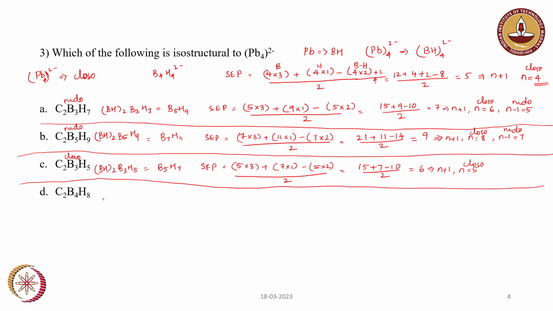here BH twice, B4 H8, that is B6 H10. So SCP equal to 6 boron is present, 10 hydrogen, minus 6 BH units.